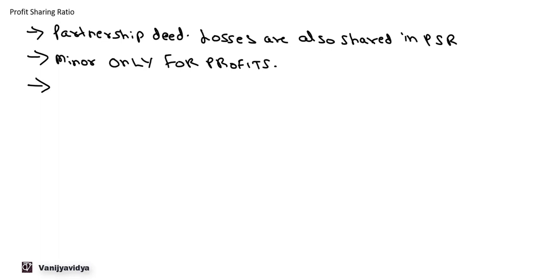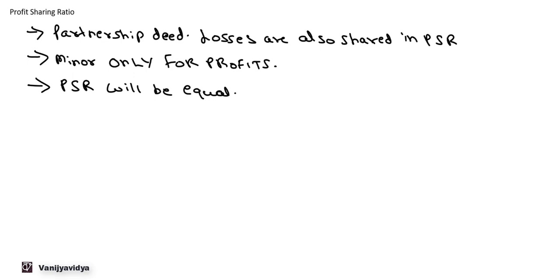Now, if there is no partnership deed, then as per general rules of the Partnership Act, the profit sharing ratio will be equal. That is, whatever is the profit will be shared equally among all the partners of the firm. Similarly, if there are any losses, then the losses will be shared equally among all the partners if there is no partnership deed or an agreement.